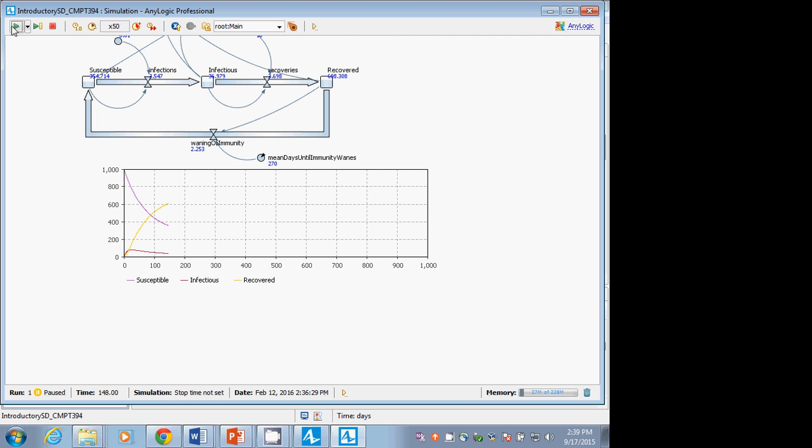Okay, and then it starts to fall. Under what conditions will that stock fall? The stock of infectious. Why is this falling? It will fall if the outflow is greater than the inflow. And why would that be? Why would it be that early on the outflow was very small?